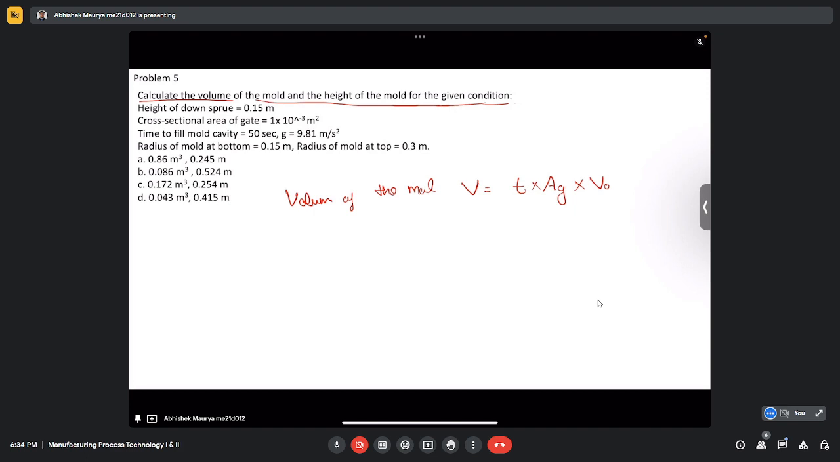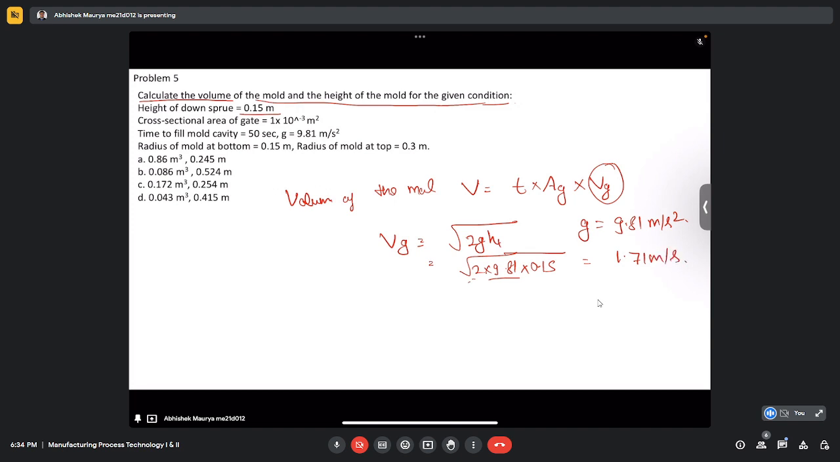So what is the velocity near the gate or the down sprue? That is given by Vg is nothing but root 2gh, and here I am telling that you have to take g as 9.81 meter per second square. If you substitute the values, we will get 2 into 9.81 into 0.15. So height is 0.15, this is the g, and this is the 2 coming from the formula. If you solve it, you will get velocity 1.71 meter per second.